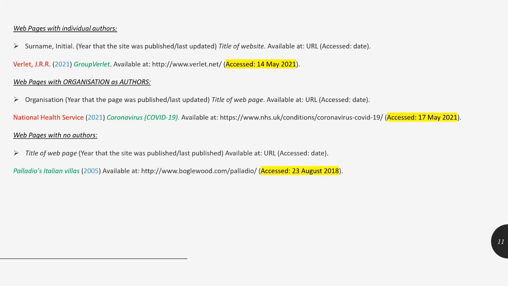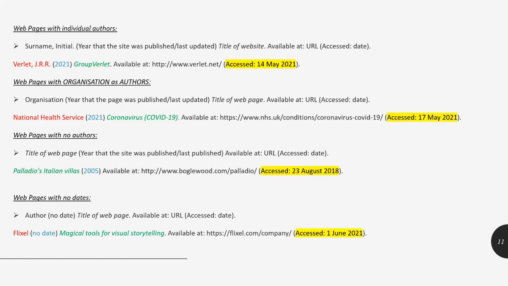What happens now if ever you have a web page, but with no authors at all? You just have a web page over there. So then you're just going to look at the title of the web page, the year of publication, and the link to that web page, followed by the access date.